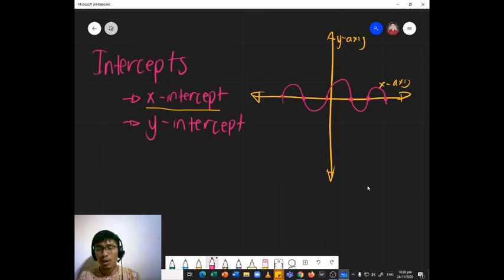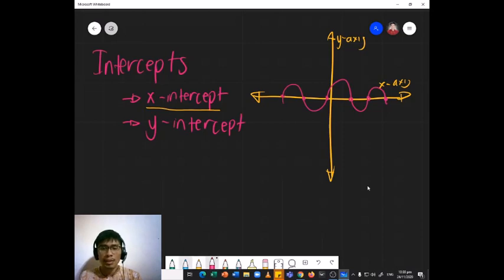This is an example of an x-intercept, and in a particular rational function, we will be finding where our rational function touches the x-axis. Why do we really need to find this x-intercept? Because it will really help us understand more the workings of a rational function. Again, the x-intercept is the part of your graph where your graph touches the x-axis.